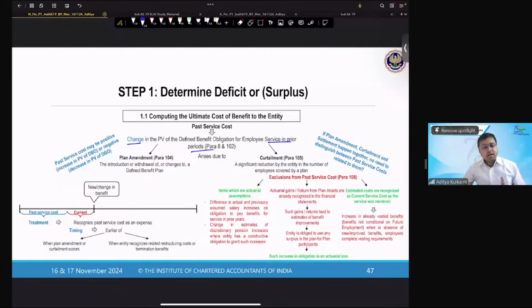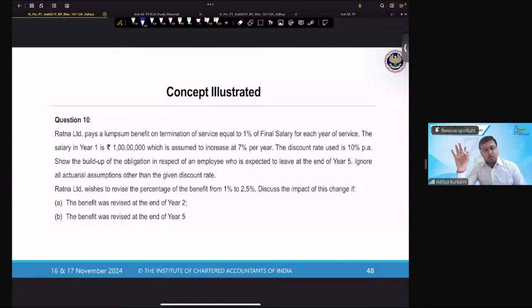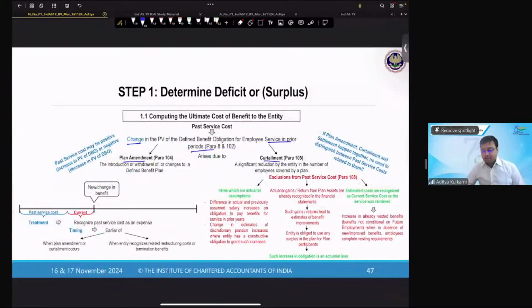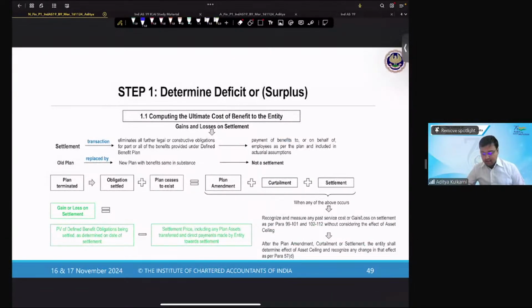Now, why does this arise? Sir, this arises either due to plan amendment. Plan amendment matlab kya? The plan is modified, which is resulting in a change in the obligation, and that change in obligation is giving rise to a further hit in the expenses or a further reduction in the expenses. So this change in the obligation could happen either due to plan amendment, or it could happen due to curtailment. Are we able to understand? Yes. Yes or no? Yes. So let us look at this through a question. Then I will again visit this particular slide. Okay. All right.